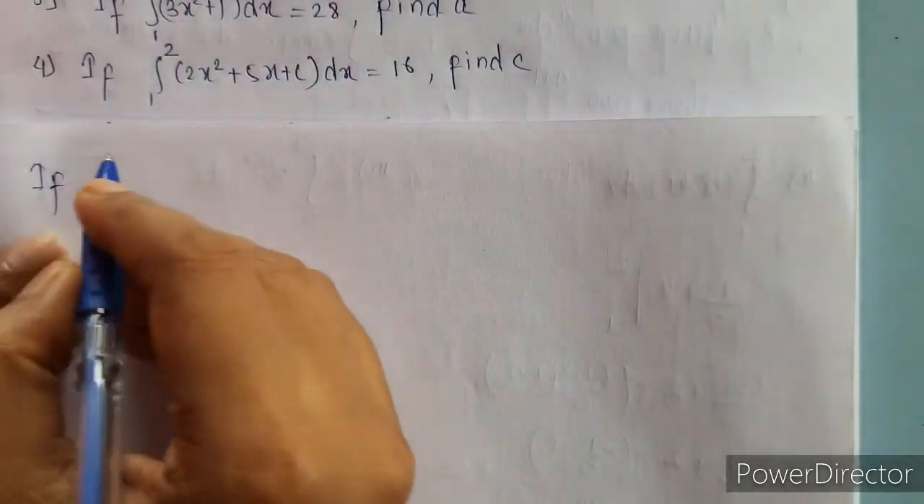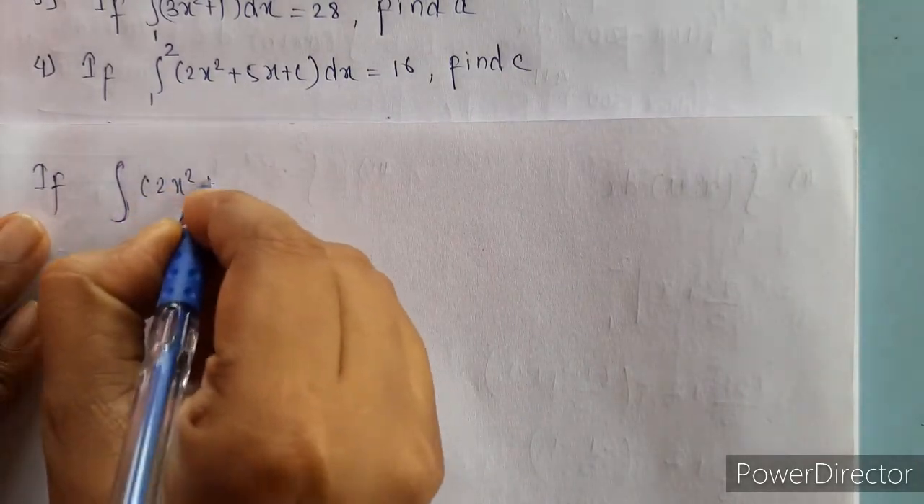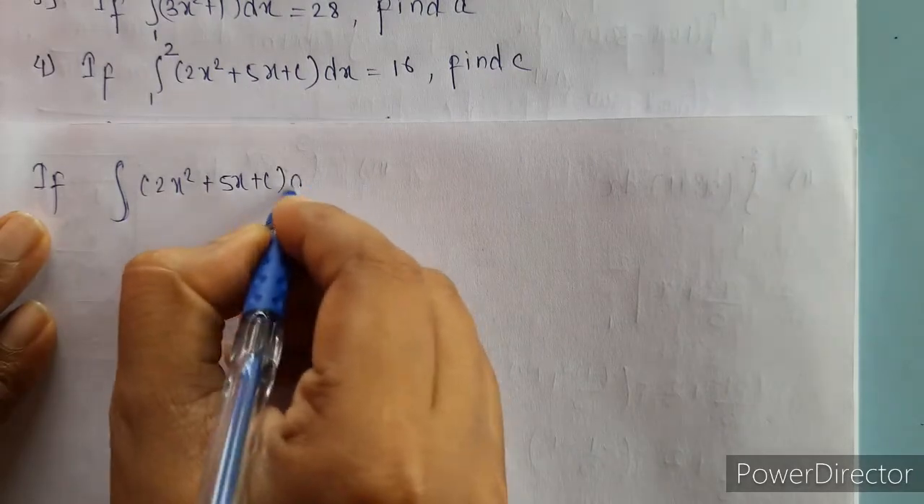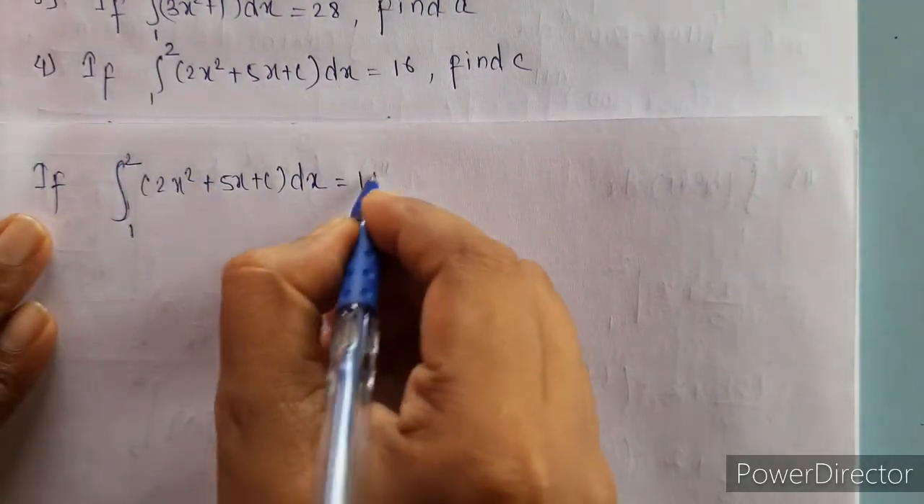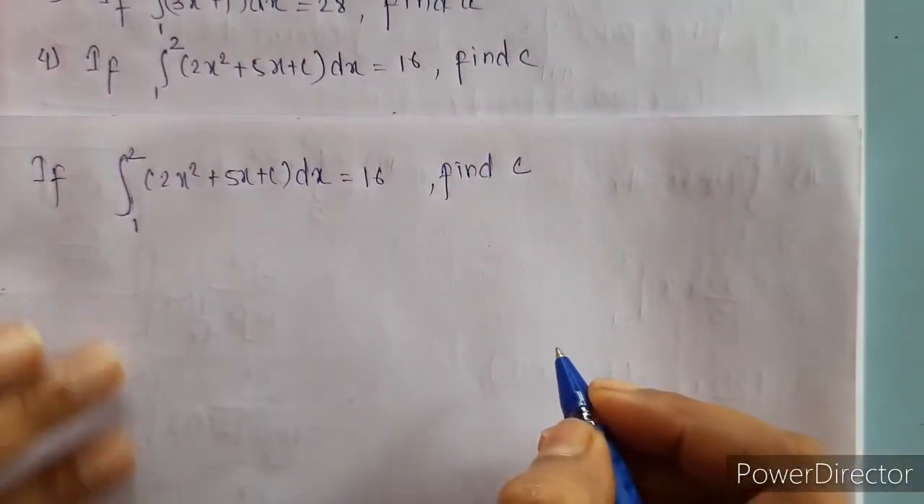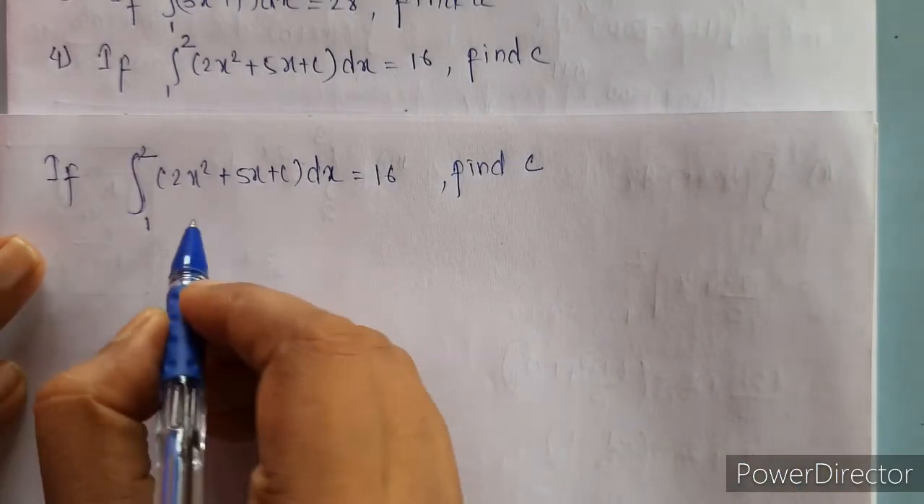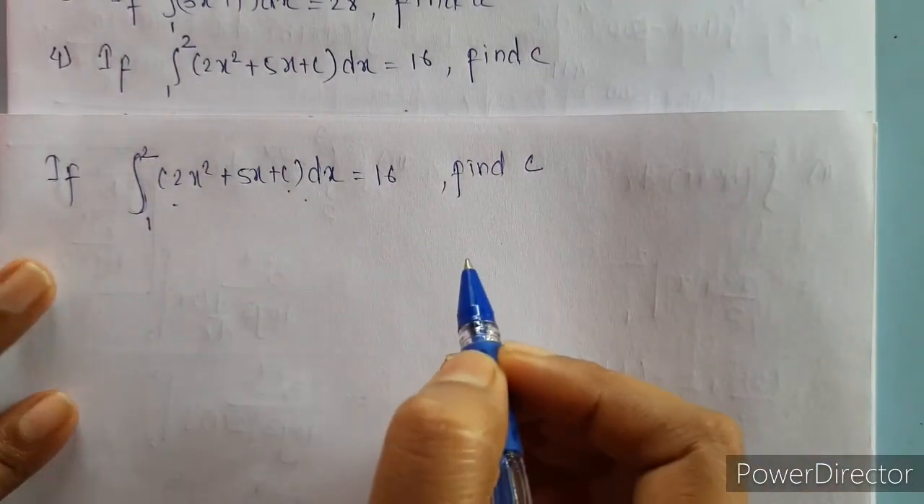Now this fourth question. If the integral of 2x square plus 5x plus c with respect to x over the interval 1 to 2 is given as 16, we have to find the value of c. So what we will do is first integrate this, substitute these values and try to find the value of this c.